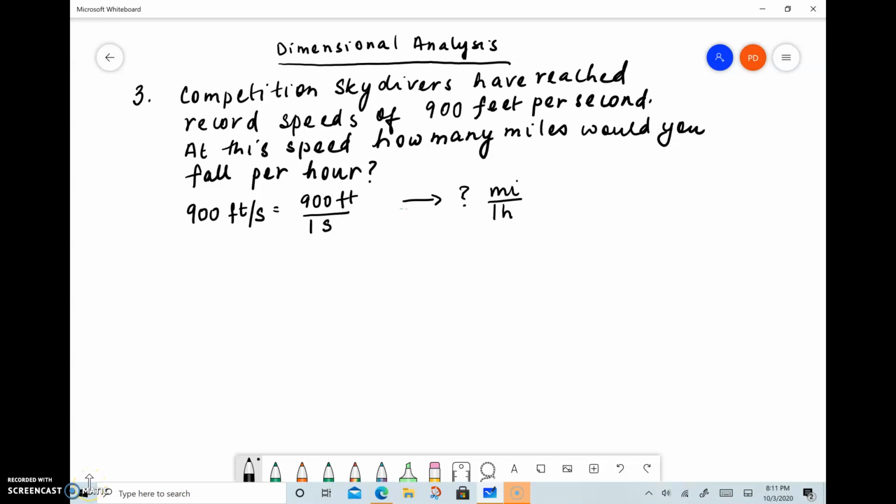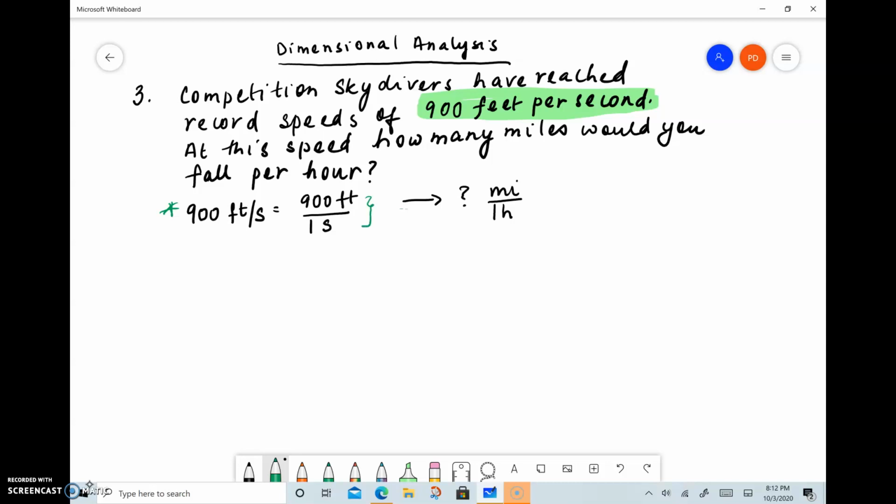So in this problem, we're again going to apply dimensional analysis. So let's read the question. We have skydivers have reached record speeds of 900 feet per second. So that's the first number we come across. Let's highlight it. So the speed at which they're falling is 900 feet per second. So we write that down. So 900 feet per second is 900 feet divided by 1 second. So again, we write it as a ratio.